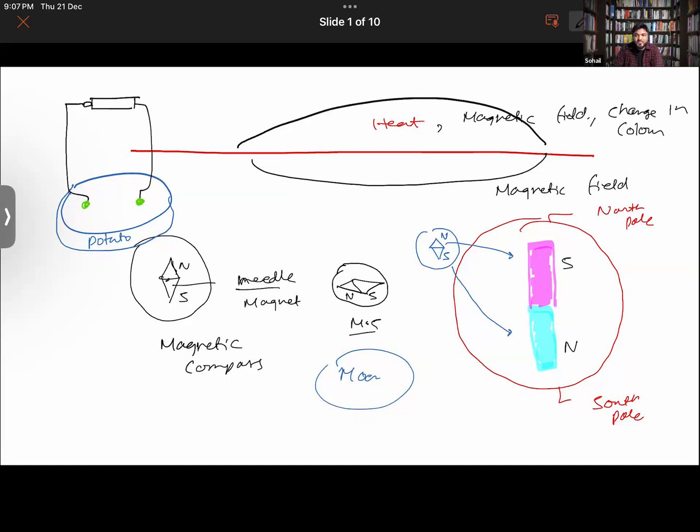So this, in brief, I have told you what changes are created due to the flow of electric current. Okay, so we will be starting this chapter, but before we talk about electric currents, there are a few basic things I need you guys to know about.